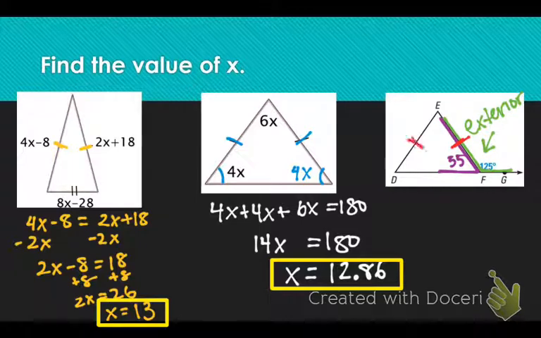Then I know 2 sides are congruent. That means 2 angles are congruent. So this angle down here on the left is also 55. So then to find the measure of angle E, you add them up. What's 55 plus 55? 110. 180 minus 110 is 70.